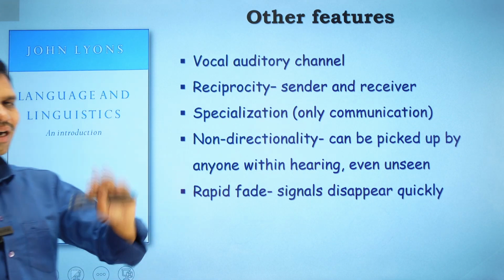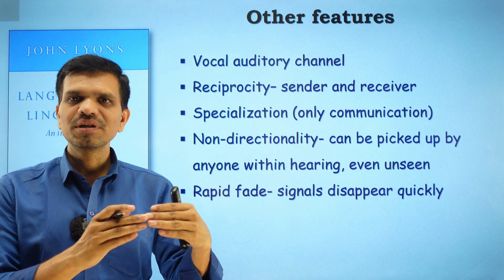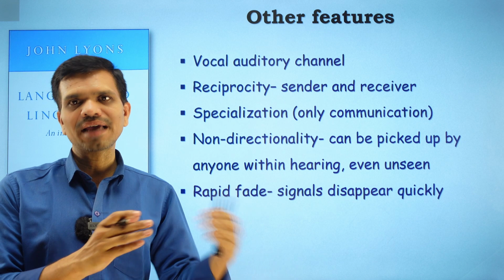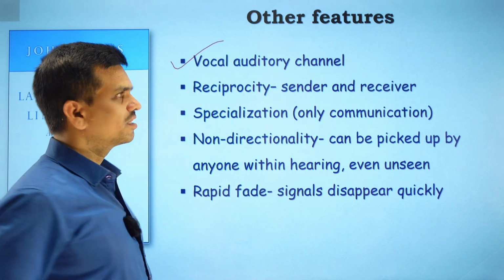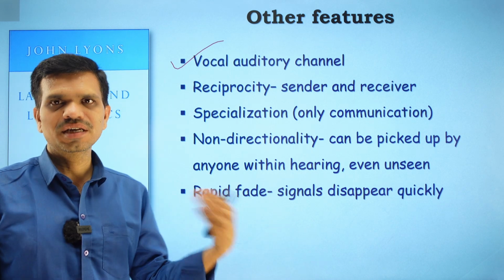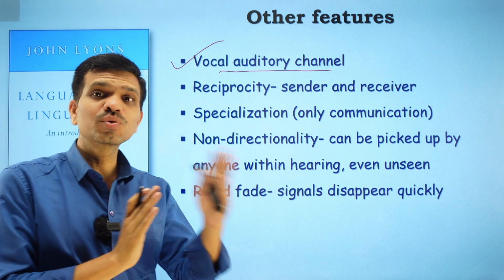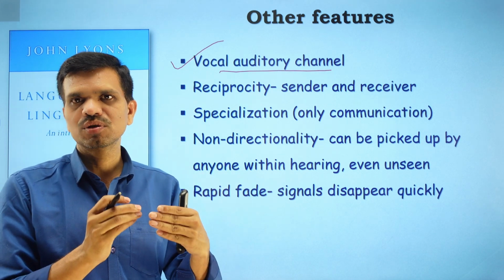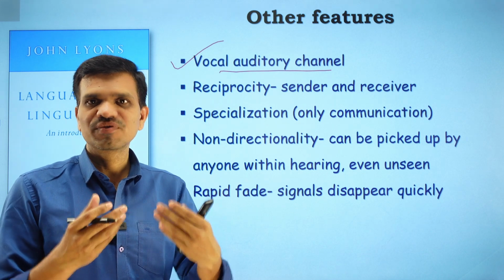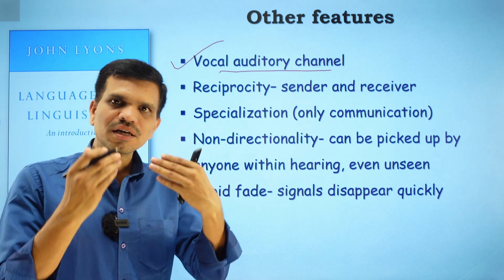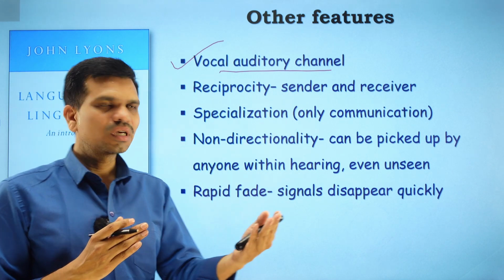Now there are some other characteristics which can be considered for both human and animal communication. For example, the very first is the vocal auditory channel. Both animals and humans have this vocal auditory channel through which we produce sounds, and we have a predisposition for learning a language. We have different physical systems embedded in human beings, and through these we produce sounds and use language.